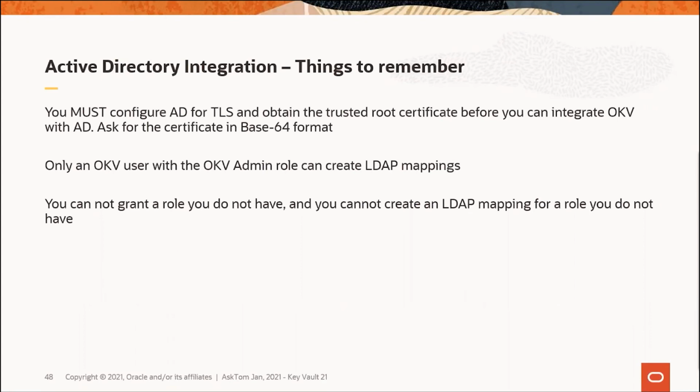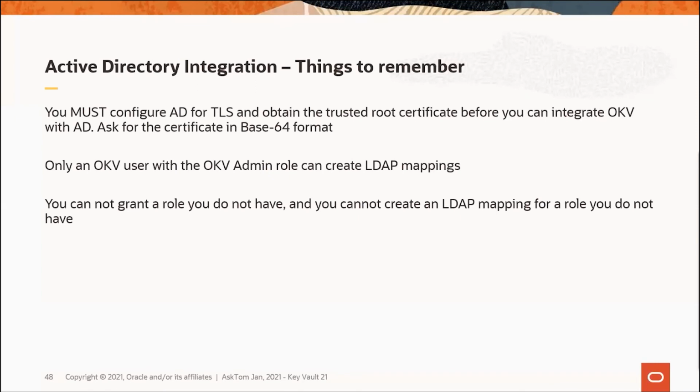When you ask the domain administrator for the trusted root certificate, same as for centrally managed users, you want to ask for that certificate in base 64 format. If you get it in PEM format, that's a binary format and you won't be able to put it into the system. So get that trusted root certificate in base 64.